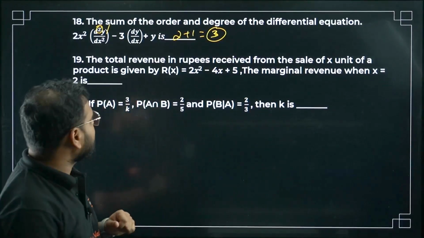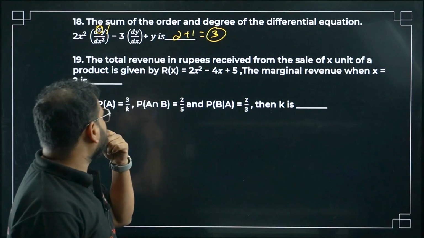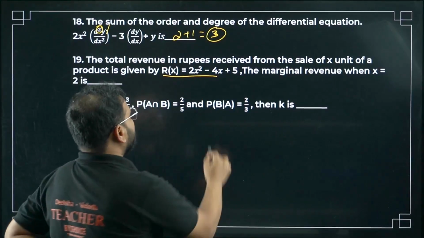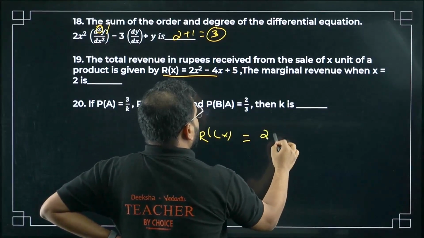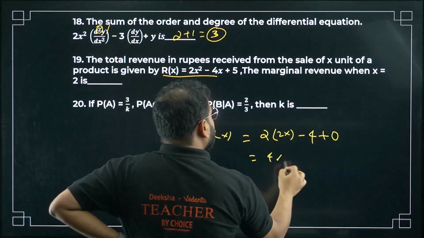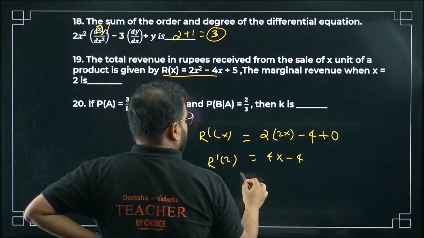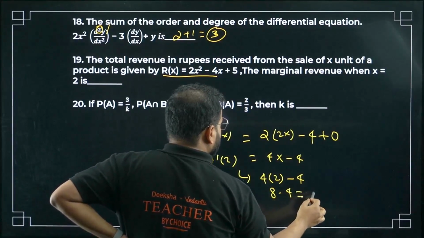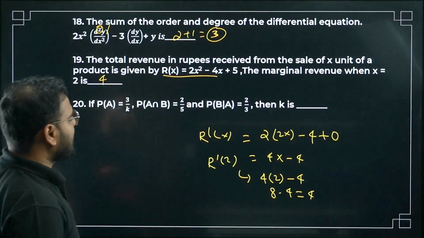Please check. The total revenue in rupees received from the sale of X units of a product is given by this function. Marginal revenue when X is 2. This is differentiation. I've done so many questions like this. R dash of X will be given by 2 times of 2x minus 4, and this will be 0. What I get is 4x minus 4. Find this at 2. So R dash of 2 will be given by 4 into 2 minus 4. How much is that? 8 minus 4, simply 4. Simply 4, sir. Okay, done.